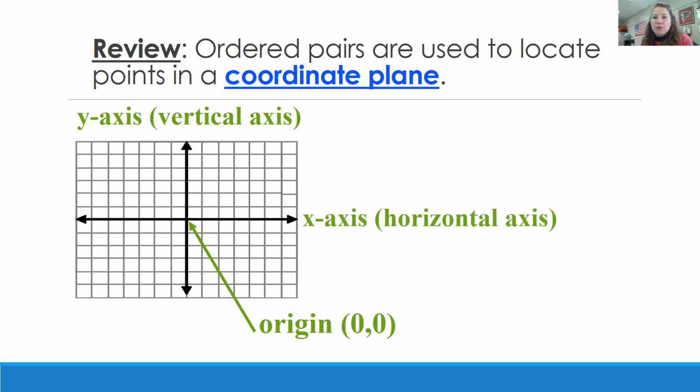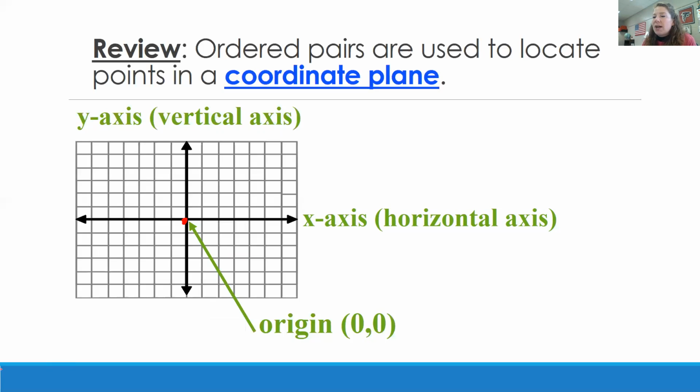So first of all, just a quick review over the coordinate plane. That point right in the middle is called the origin. So the coordinates of the origin is always 0, 0. So right there in the center between the X and Y axes. And that's where you start. Every time you're going to graph a point, you always start right here in the middle. The horizontal axis is the X axis, and the vertical axis is called the Y axis.